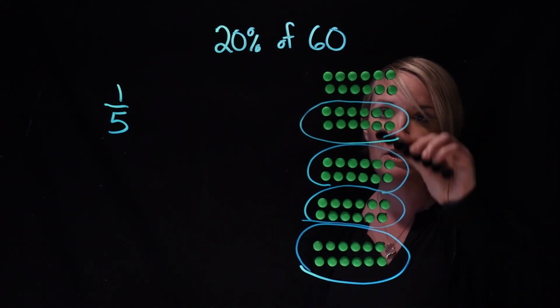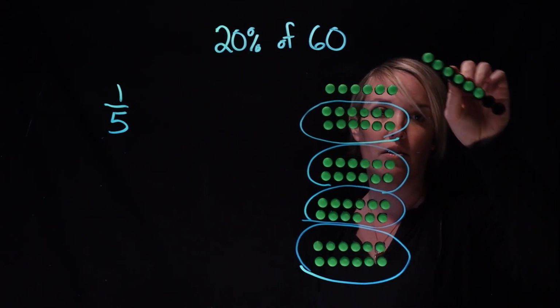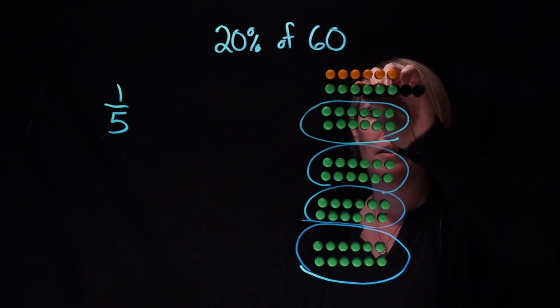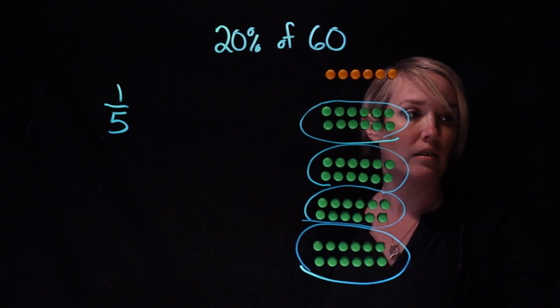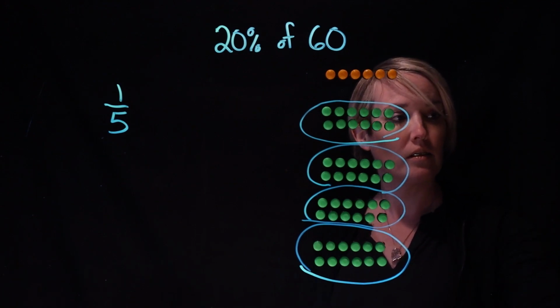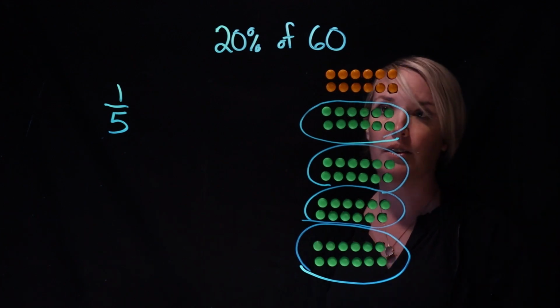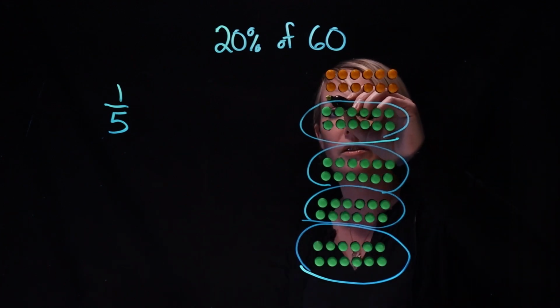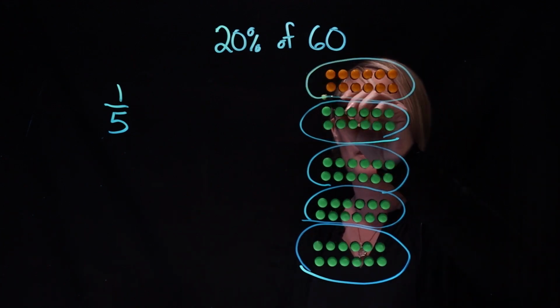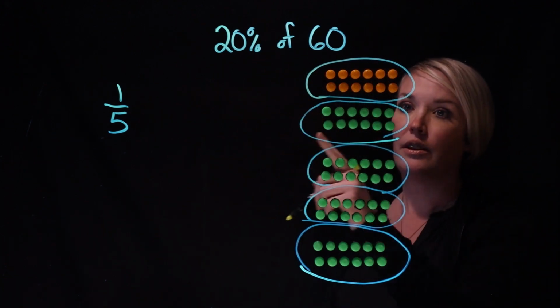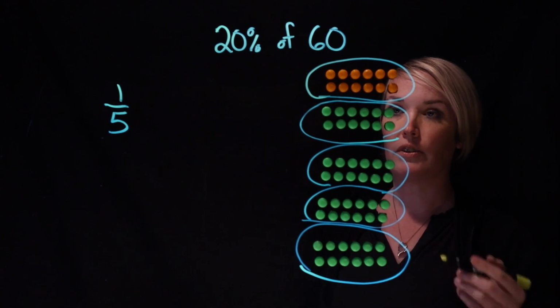So let me just change the color on one of them because I'll count how many are in here. Okay, so here it is right here. And then she told me, look Tina, 20% is actually dividing by 5.